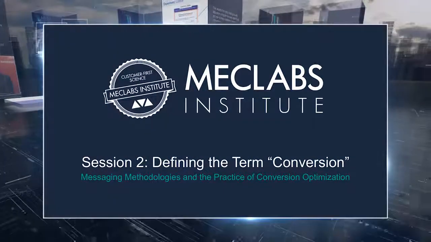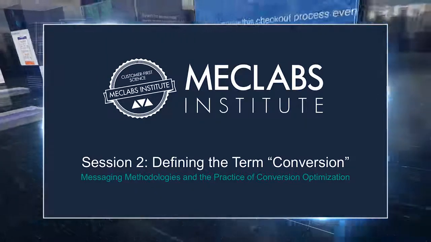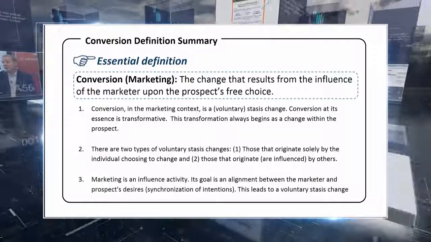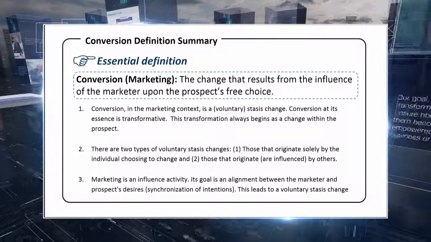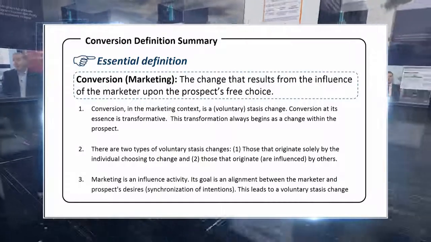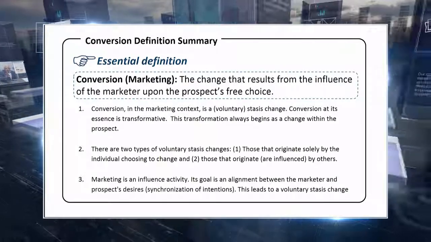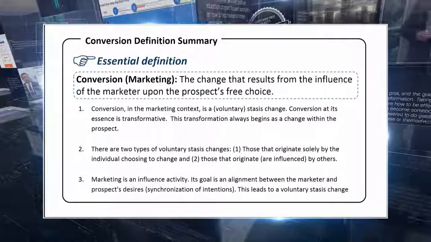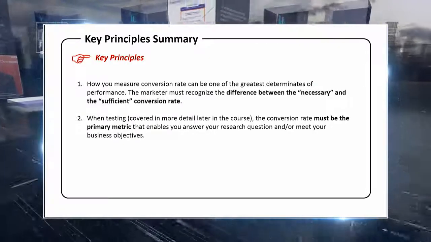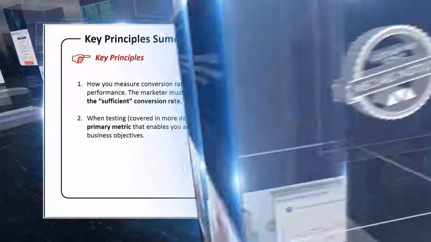This concludes Session 2, Defining the Term Conversion, of the course MMC 5436, Messaging Methodologies and the Practice of Conversion Optimization. We began this session by defining the term conversion as it applies to marketing. Essentially, it is the change that results from the influence of the marketer upon the prospect's free choice. We also discovered that there are 3 different implications of conversion within the marketing sphere. From there, we learned the definition of conversion rate and how to measure it. We also learned the importance of using conversion rate as the primary metric when testing.